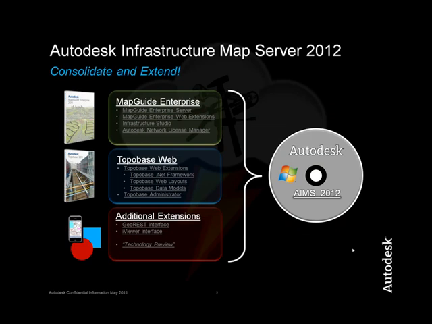Infrastructure Map Server includes components that come from MapGuide, including MapGuide Server, Web Extension, Infrastructure Studio, and the License Manager. It also includes components that come from Topobase Web, including Topobase Web Extension, Topobase .NET Framework, Web Layout, and Data Models. There are also some other new components, including the GeoREST interface and the Ivory interface, which is provided as a technical preview.